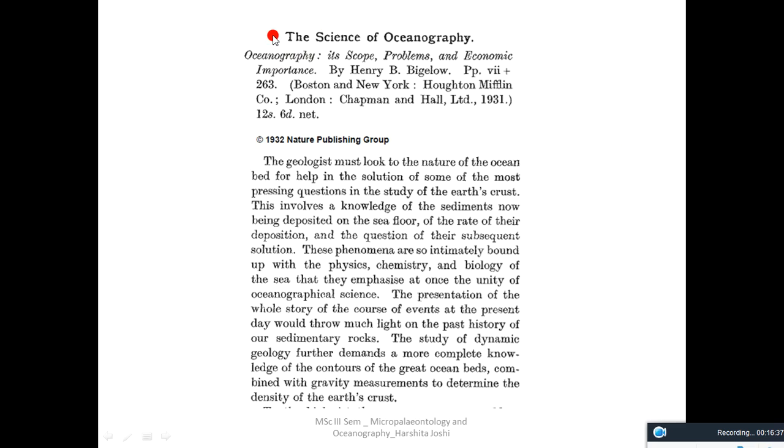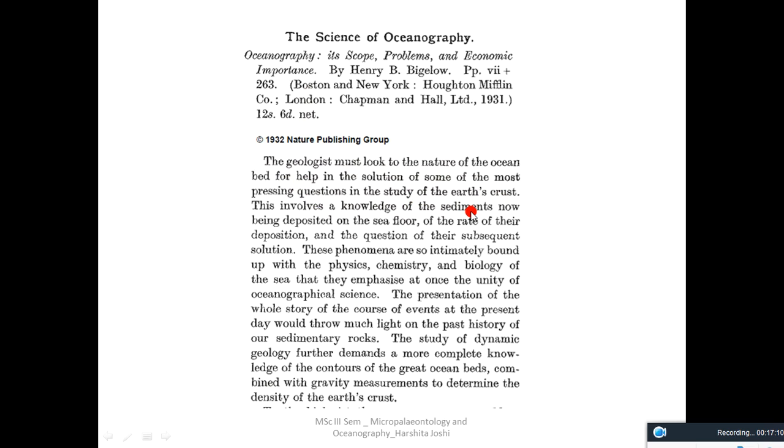Okay, I wanted to discuss the Science of Oceanography paper. This is a paper which was published in Nature. It is by Henry Bigelow. So in 1932 they discussed oceanography, and I will attach this paper and you can see the complete paper also. What they said is the geologist must look to the nature of the ocean bed for help in the solution of some of the most pressing questions in the study of the Earth's crust.